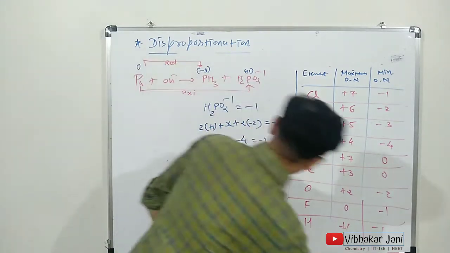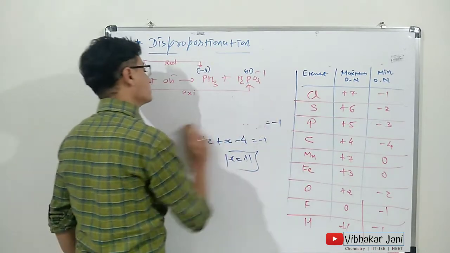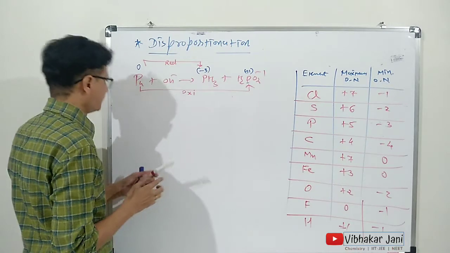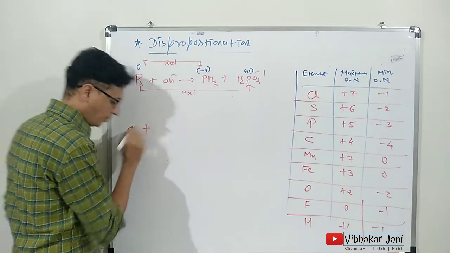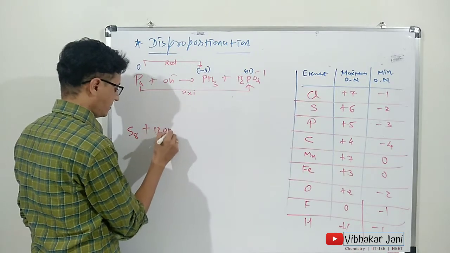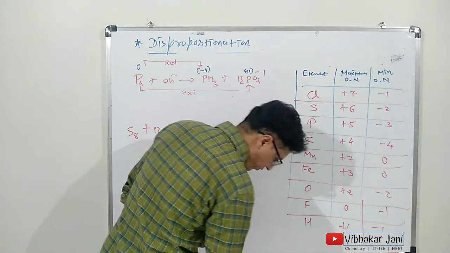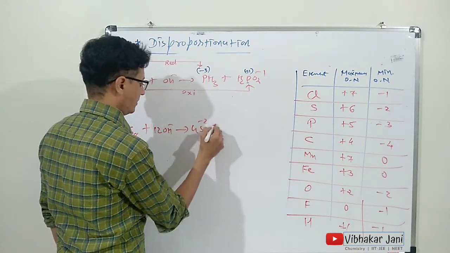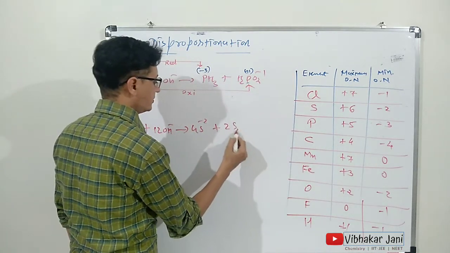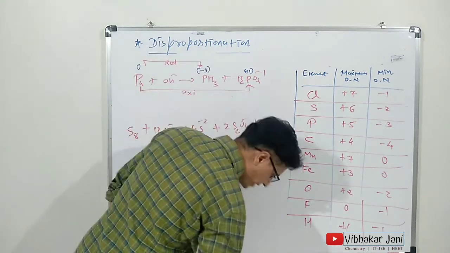Okay, now let us write one more reaction which is also given in our textbook. The reaction is S8 plus 12OH minus gives 4S2 minus plus 2S2O3 2 minus plus 6H2O.